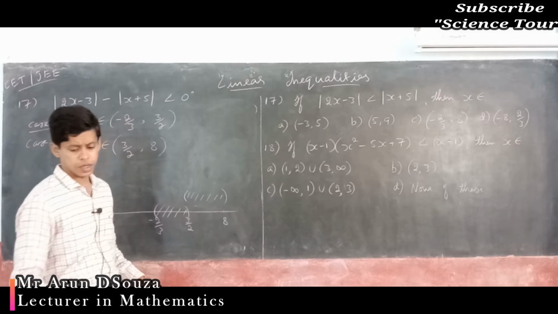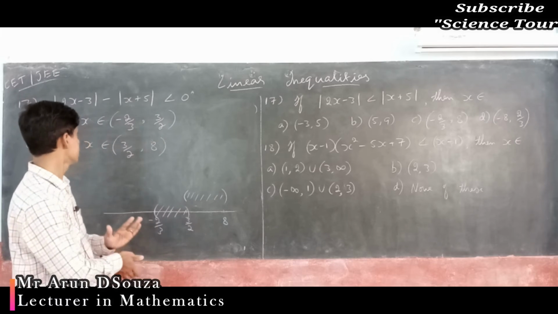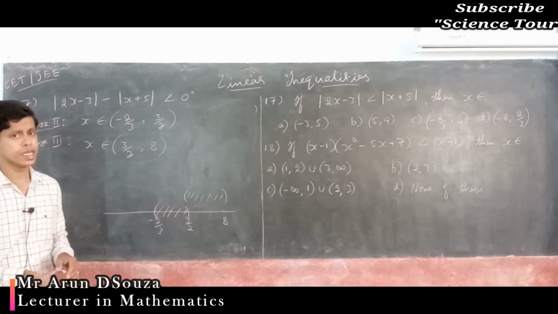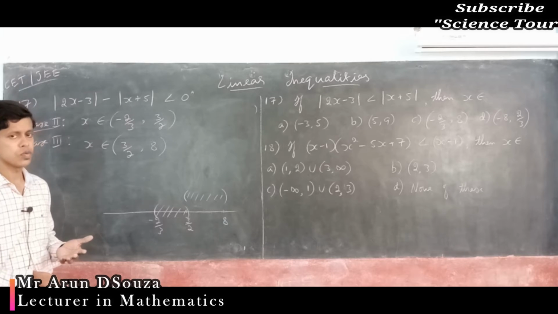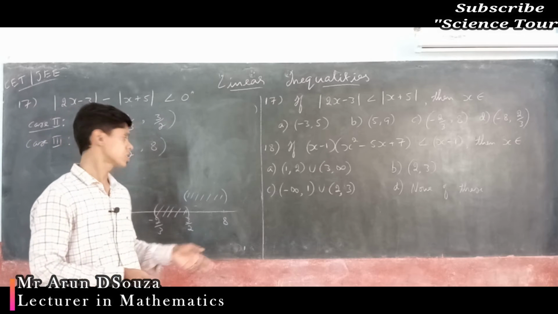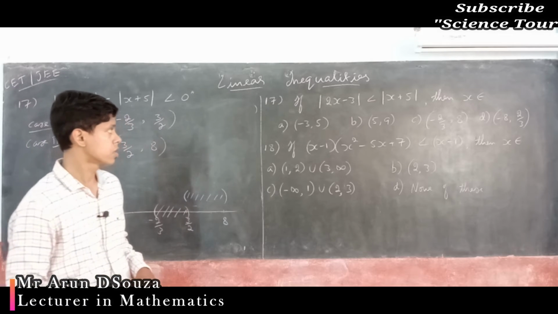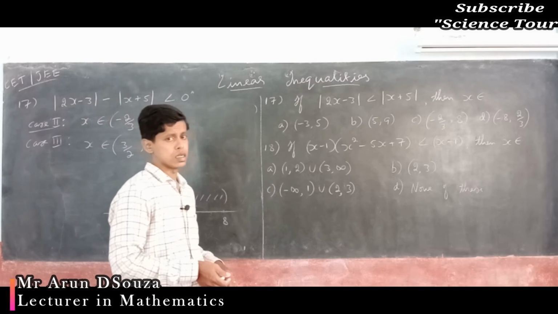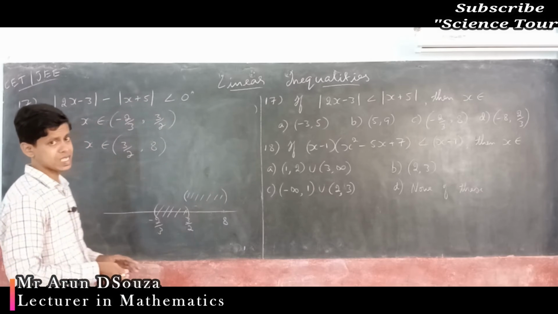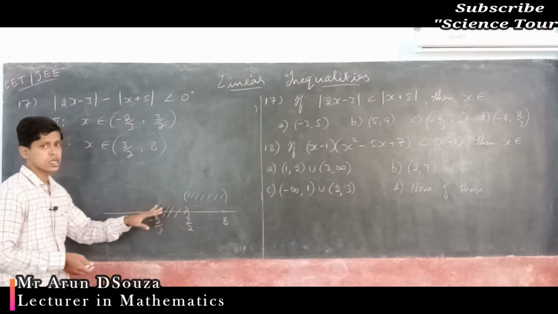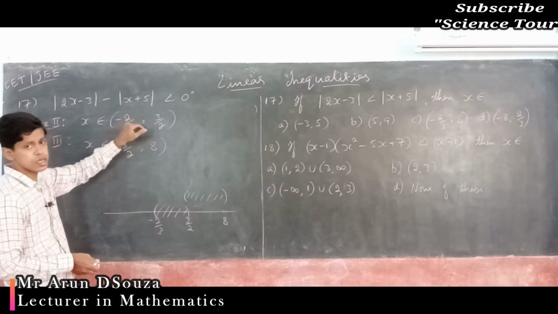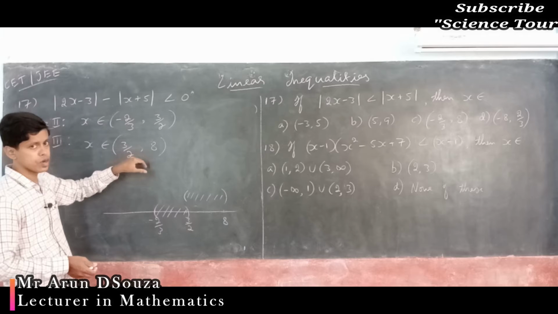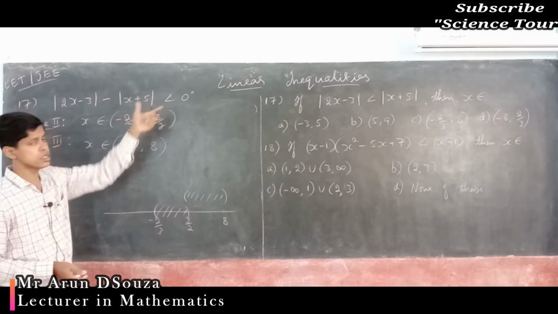So what do you think? Either x is here or there, will it satisfy? Do we need to find the common region here? No, we don't, because there is no common region actually. I am sorry, I will correct my sentence. It is not the common region. It is the value of x which is either here or here. And that must satisfy this inequation.